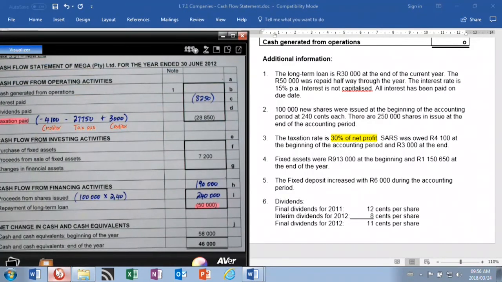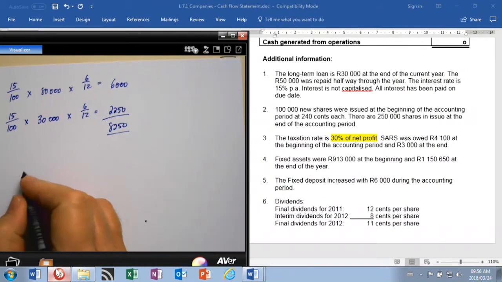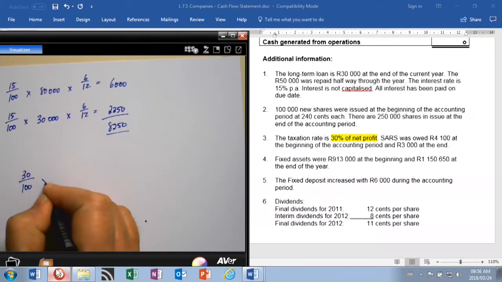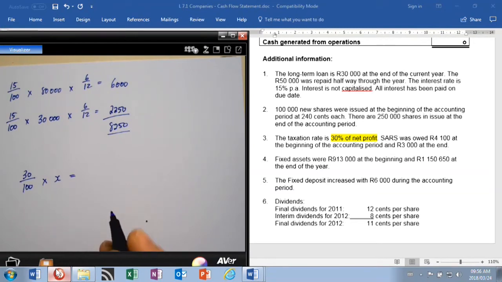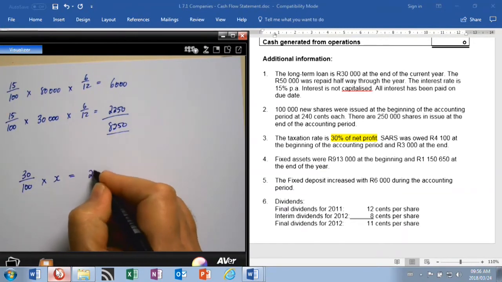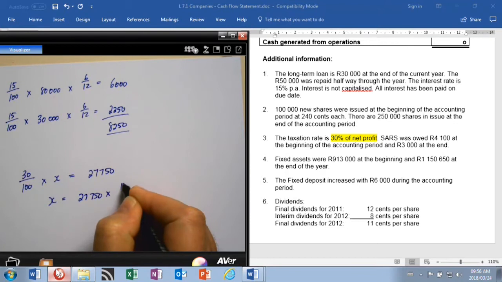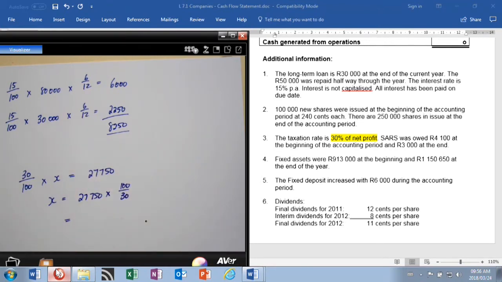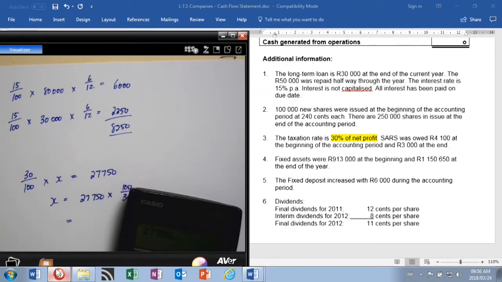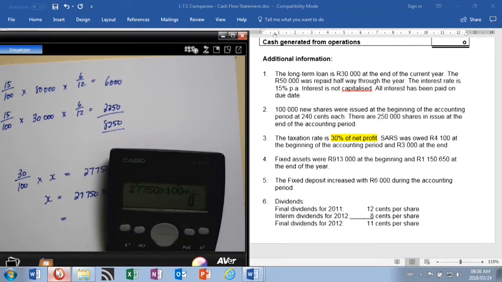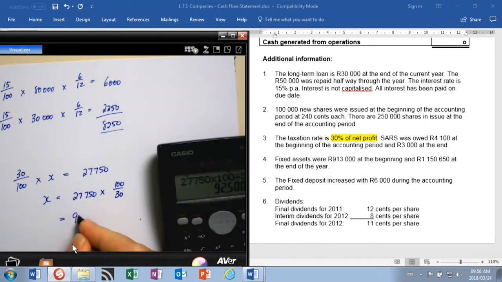So we must now calculate 30% of X, and X is the profit before tax, gives you 27,750. X equals 27,750 times 100 divided by 30. So that gives you 27,750 times 100 divided by 30, and that gives us 92,500, and that 92,500 is basically your profit before tax.